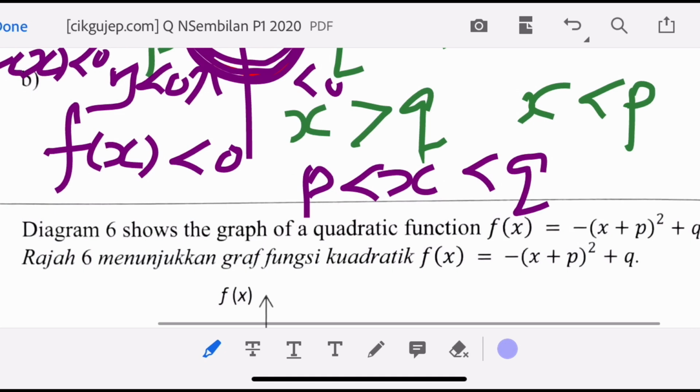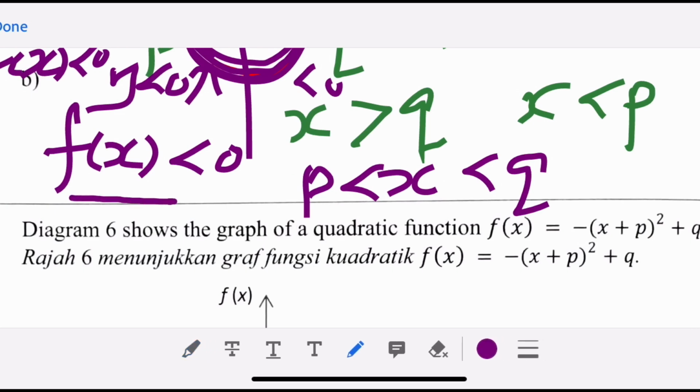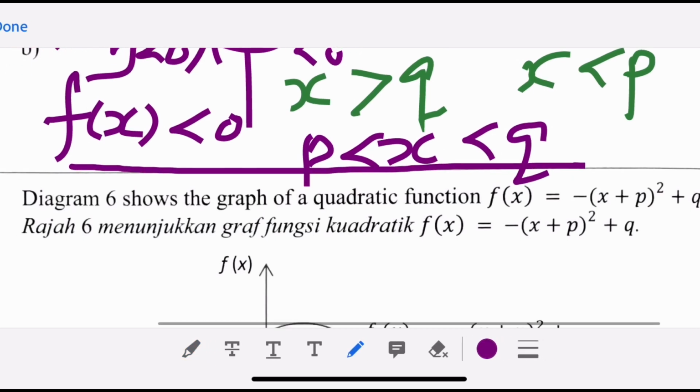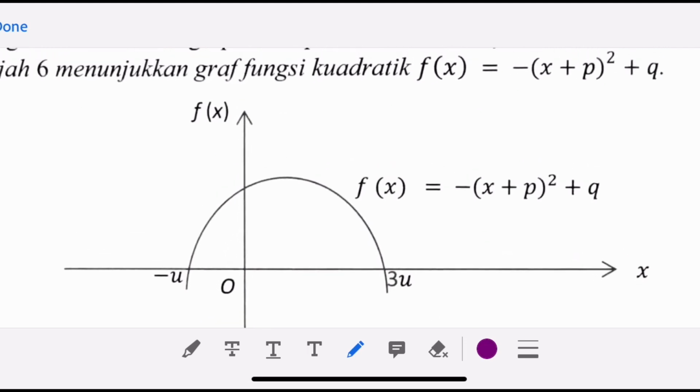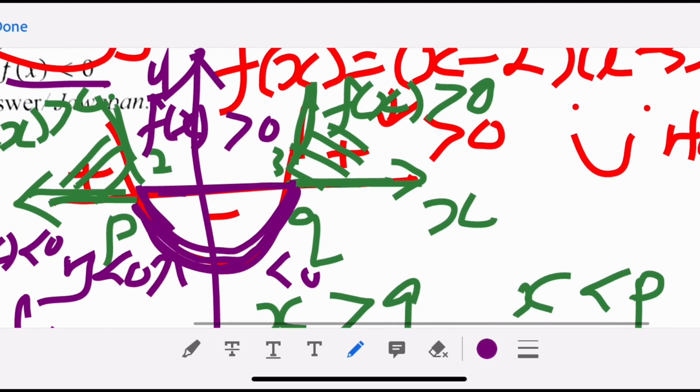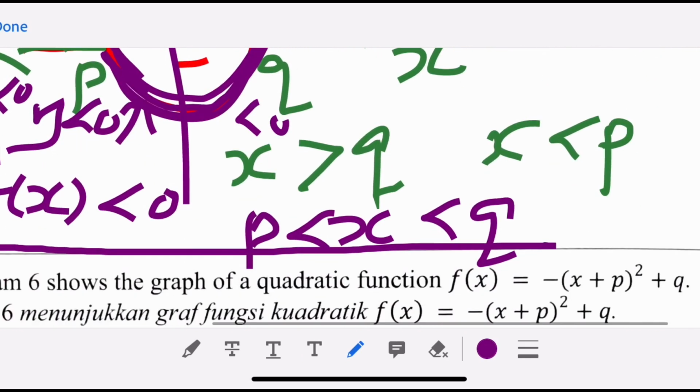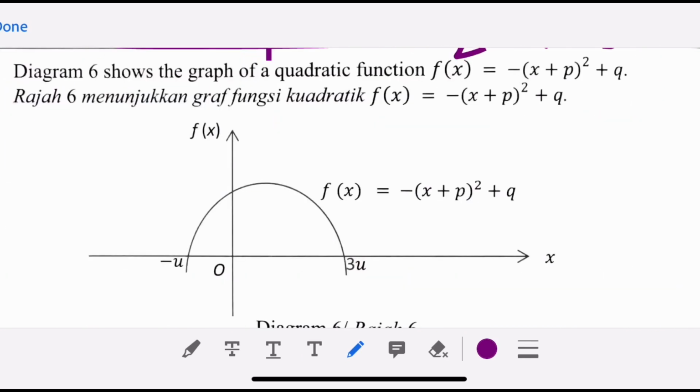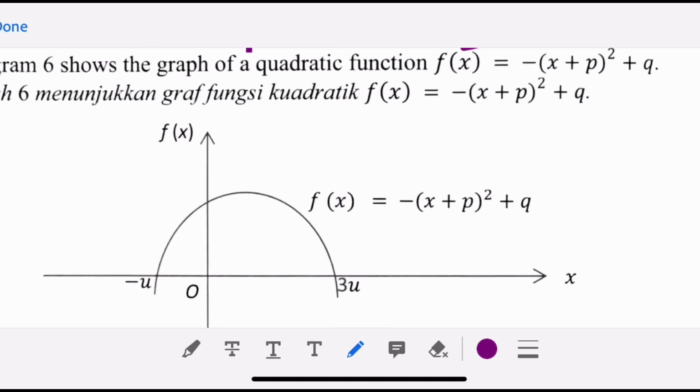So it happens when x is greater than p and less than q. So that's the answer for f(x) less than 0. So it's actually testing you on the concept. Alright, so this is a quadratic function again.